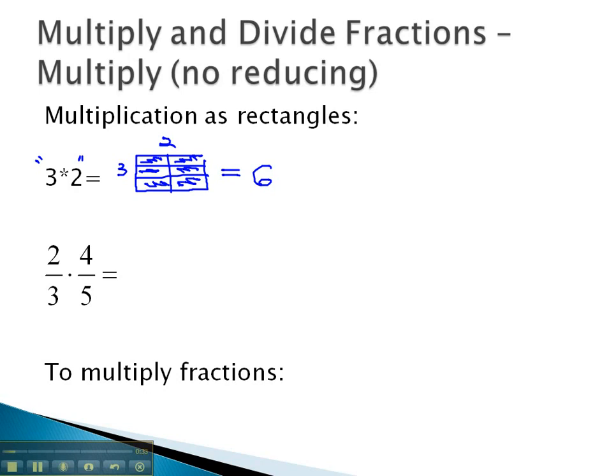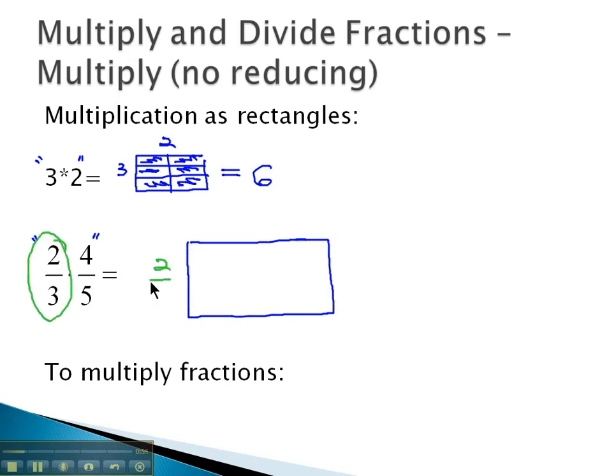We can think about any multiplication problem in this way: the number of squares we end up with in a rectangle that's made up of the sides. So if I wanted to do 2/3 times 4/5, I could think about that as a rectangle where the height is 2/3 of a whole. So let's divide this into 3 parts. We're dividing the whole into 3 parts. We want to shade 2 of them to represent 2/3 of the rectangle.